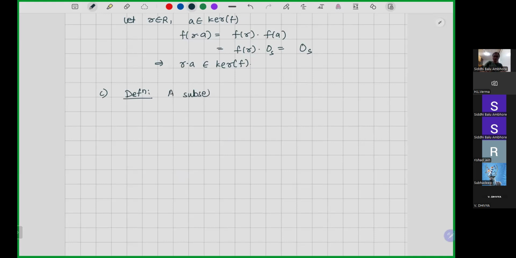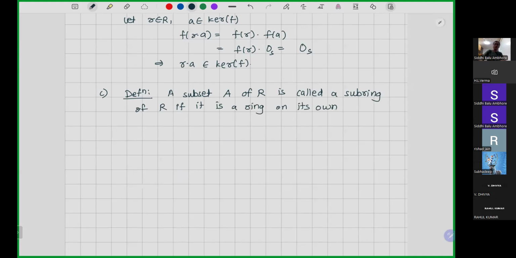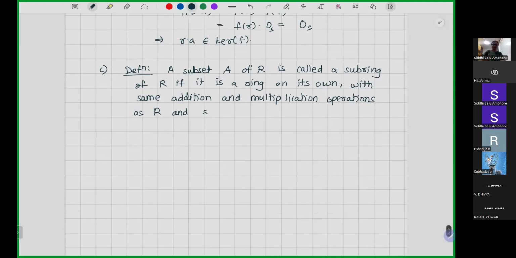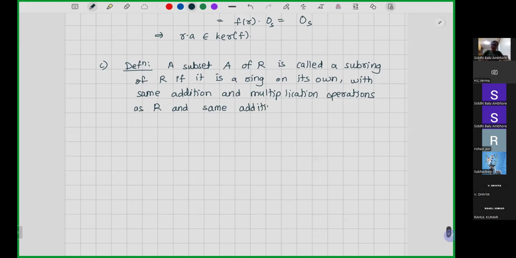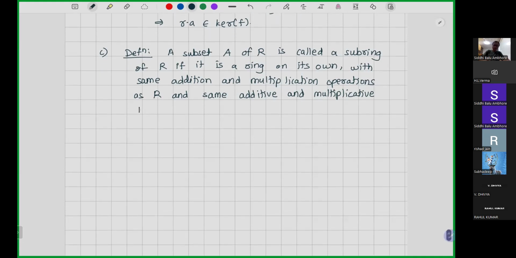So a subset A of R is called a subring of R if it is a ring on its own with the same addition and multiplication operations as R. Since multiplication and addition are the same as the operations in our main ring R, the additive and multiplicative identities must also coincide with the identities of our original ring R.